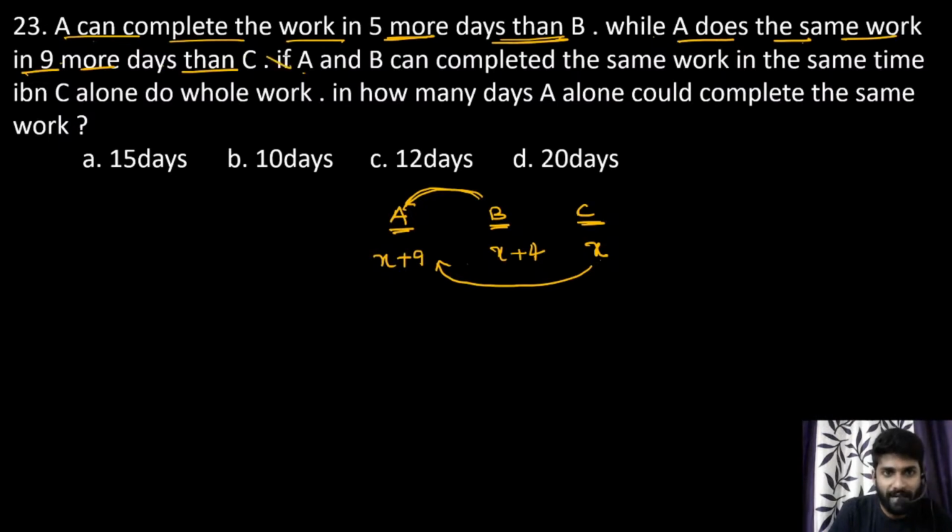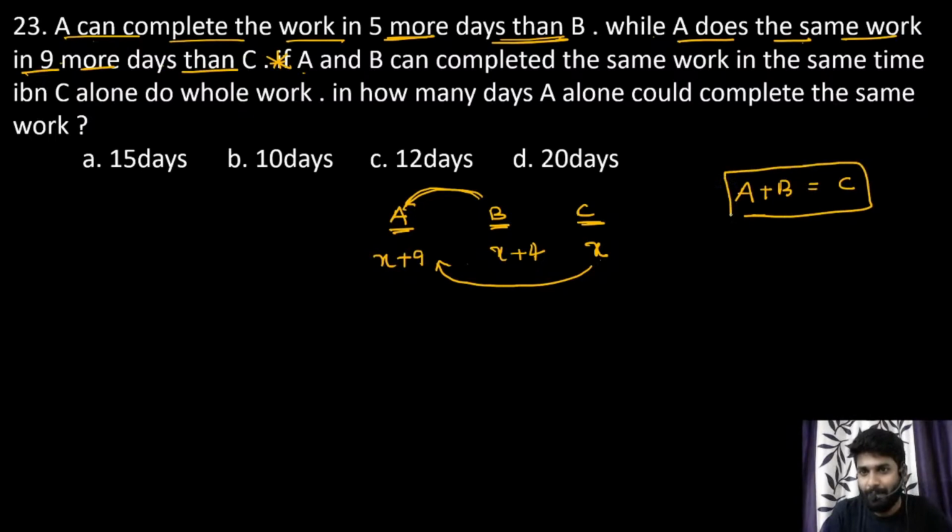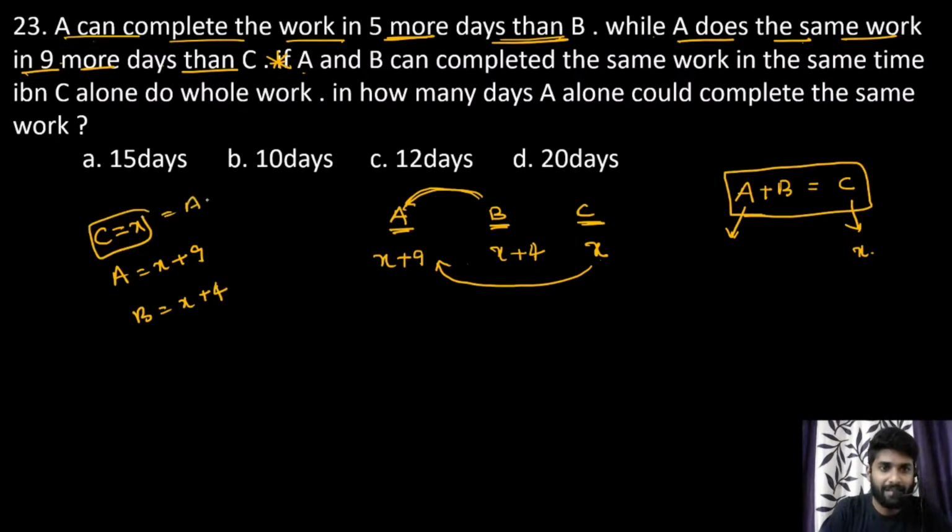Now this is the important line for us. A and B together can complete the same work in the same time as C alone can do it. Observe, guys, A plus B is exactly equal to C. If you assume C is equal to X, then A becomes X plus 9 and B becomes X plus 4. Then C is exactly equal to A plus B. So this is the approach purely indicated by the previous approach.